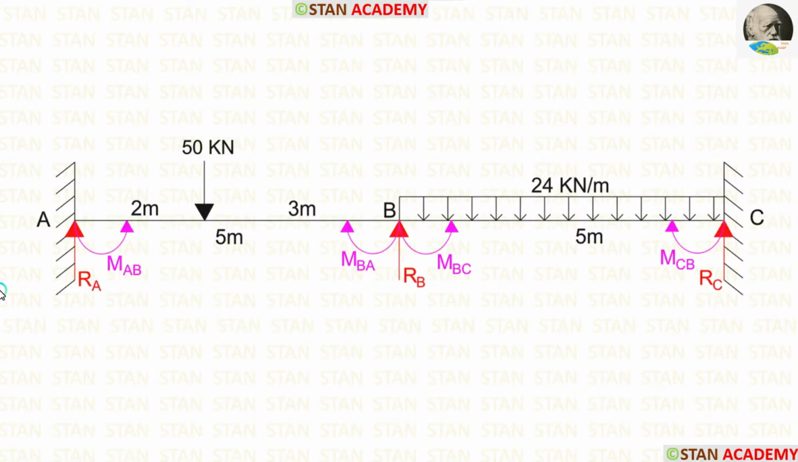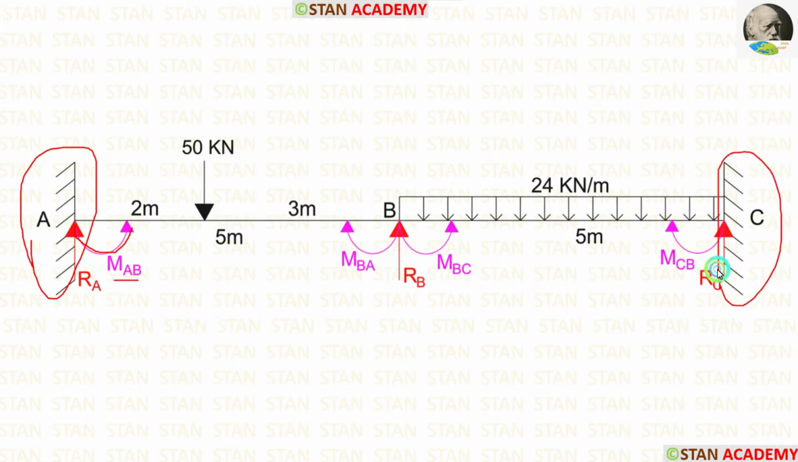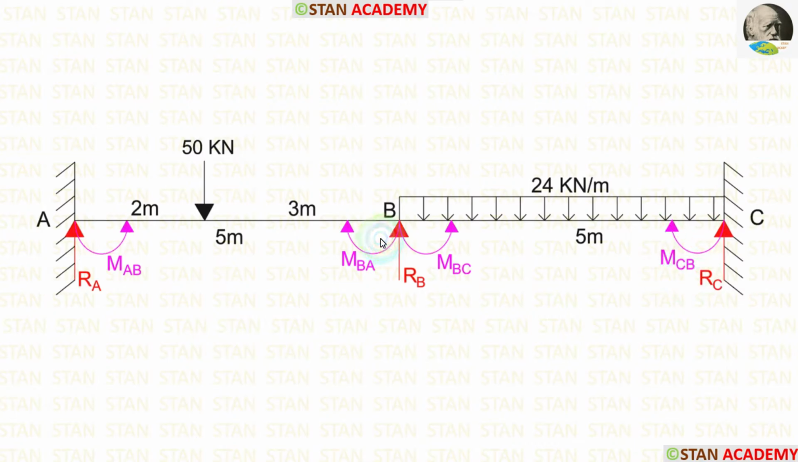In this beam, we have to calculate 4 moments. In the fixed support, there will be a moment. In the point A, we are having fixed support. So, there is a moment MAB. In the point C also, we are having fixed support. So, there will be a moment that is MCB. In the joints, there will be two moments. We are having only one joint, that is joint B. In the joint B, there are two moments, MBA and MBC. Also, we have to calculate three reactions, RA, RB, and RC.